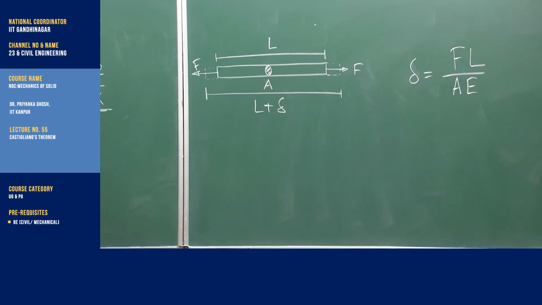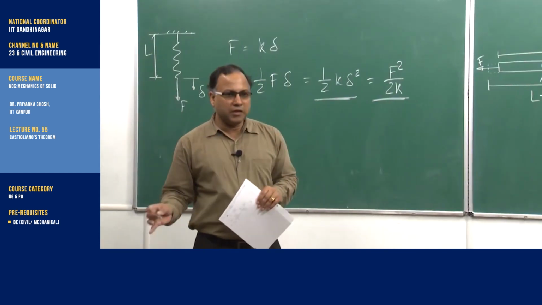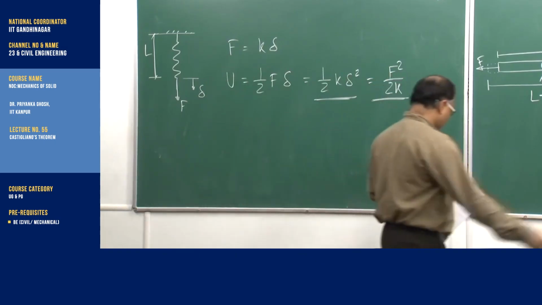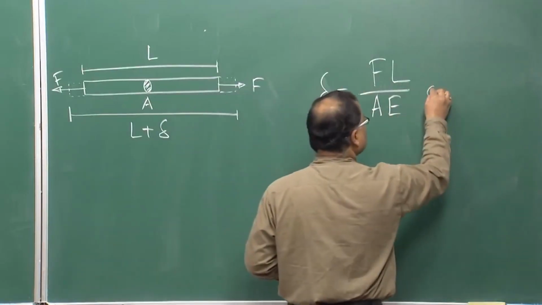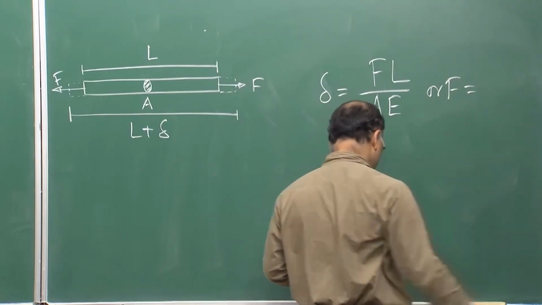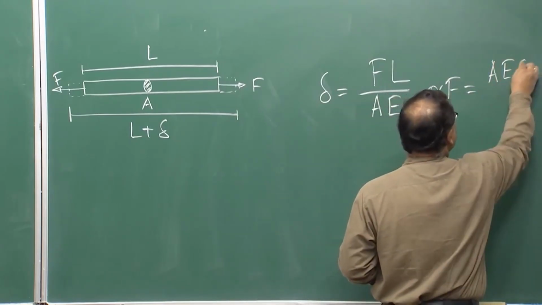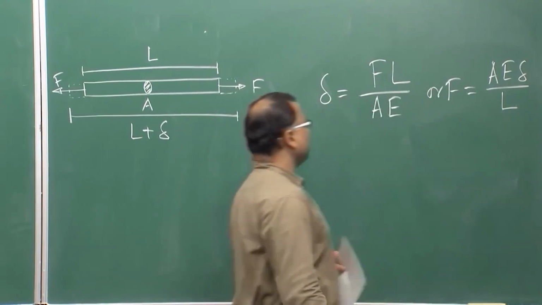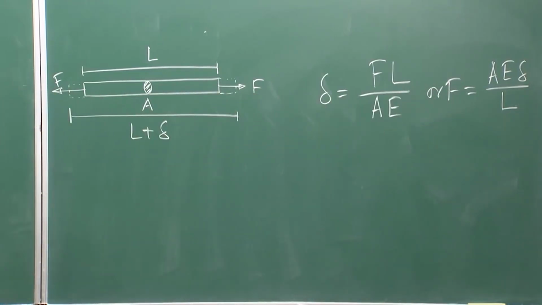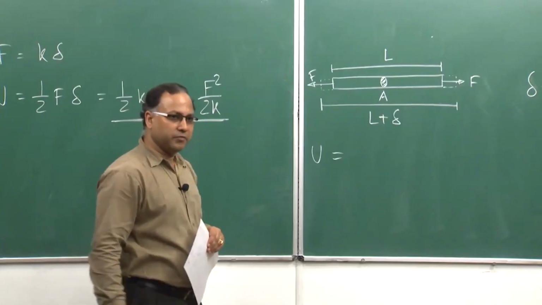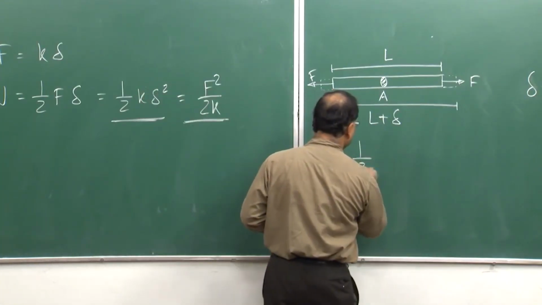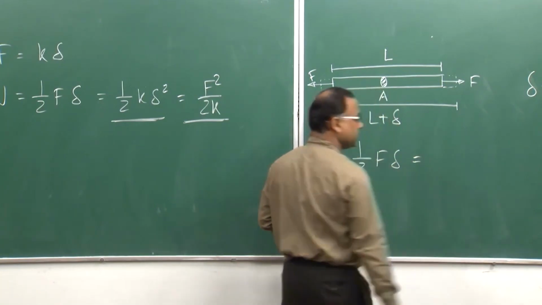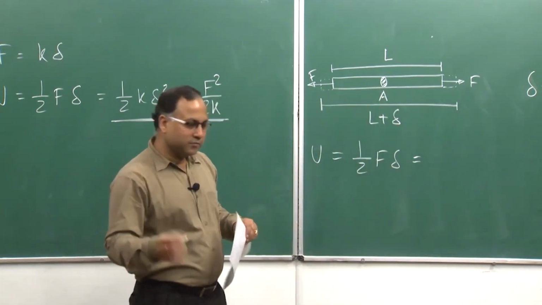Already we have derived that, already we have seen that, nothing new actually. So, from this I can write F equal to A delta by L. Now if I want to find out the strain energy for this system which is under the load F, then we can write down half F delta, that is the area under the curve.